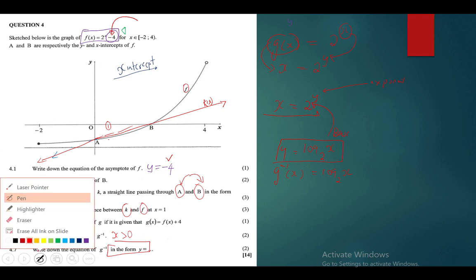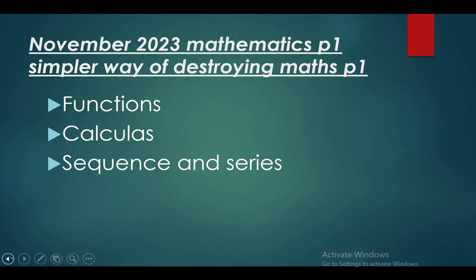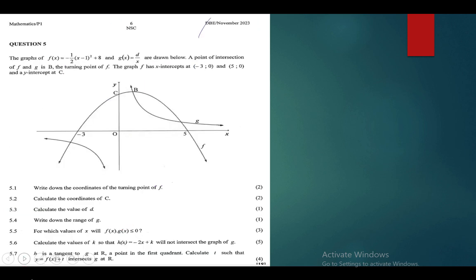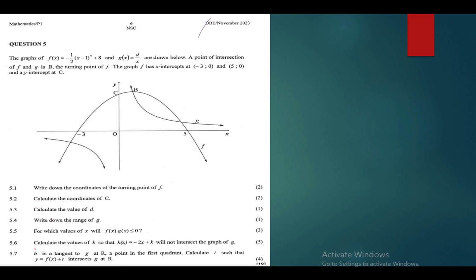Interesting. So I'm hoping you are getting the bigger picture of what's happening here. This is question 4 of November 2023, paper 1. So let's go and look at another question. Now we are going to question 5 of November 2023, paper 1.